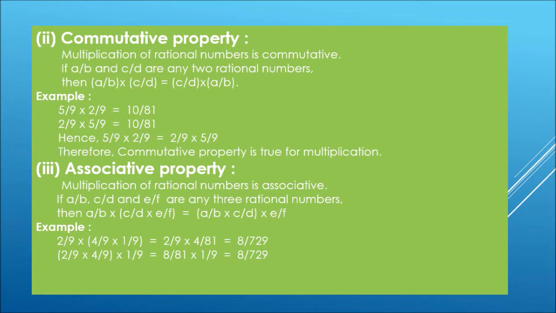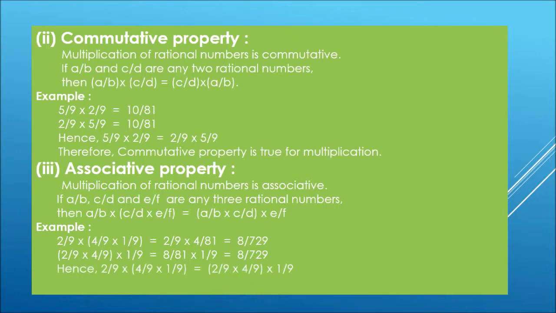Here we can see that in the first case, 2/9 × (4/9 × 1/9), first we will multiply 4/9 and 1/9. Answer is 4/81. And then that answer is multiplied by 2/9. In the second case, first we will multiply 2/9 and 4/9, and the answer will be 8/81, which is again multiplied by 1/9. In both the cases, answer will be 8/729.